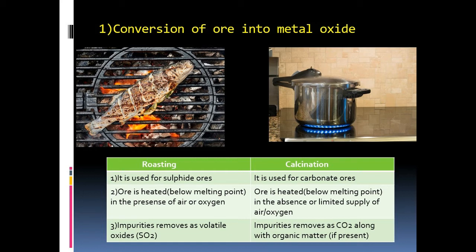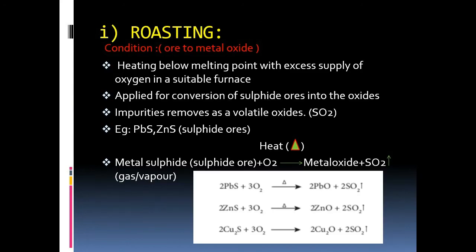So let's revise. For roasting, we are using sulfide ores, and for calcination, we are using carbonate ores. And the impurities have to be removed as sulfur dioxide in roasting, and in calcination, impurities have to be removed as carbon dioxide, because we are using the carbonate ores. And in roasting, ore has to be heated below its melting point in the presence of air or oxygen. In calcination, ore has to be heated below its melting point in the absence or limited supply of air or oxygen.